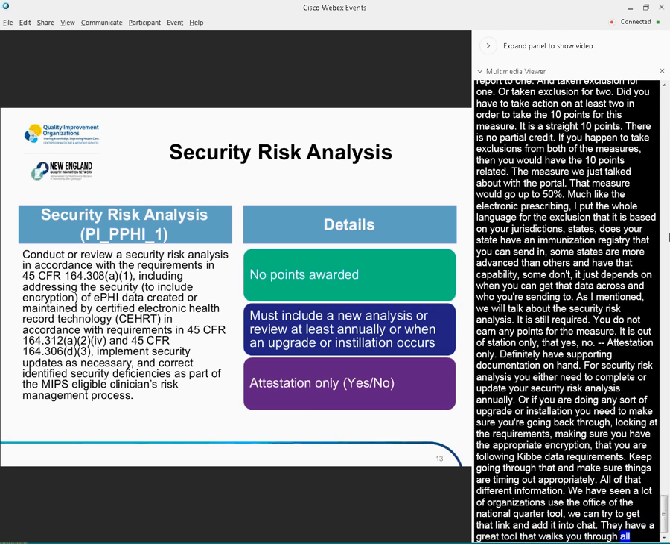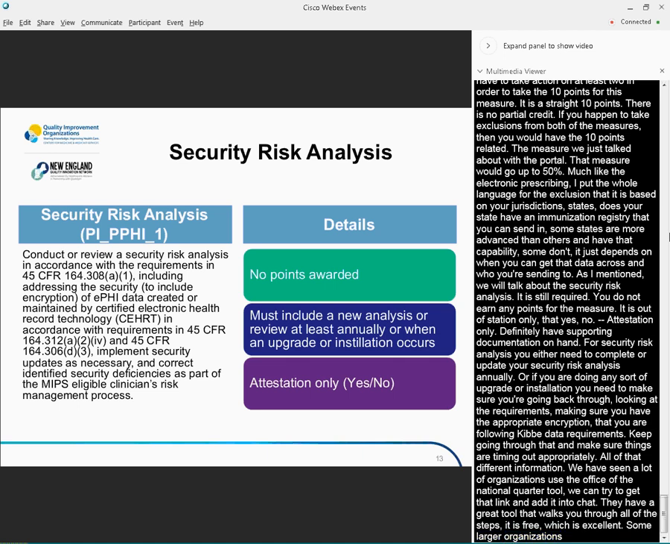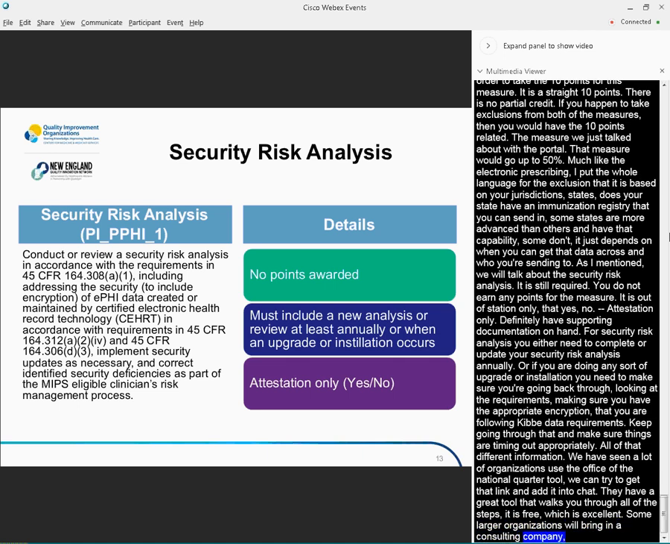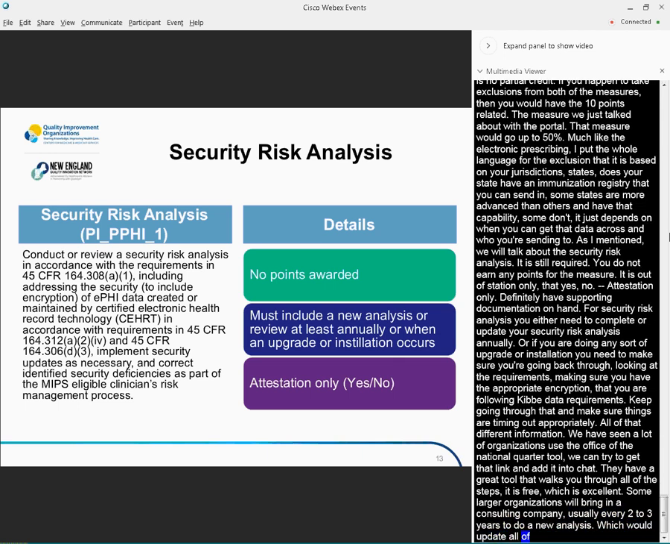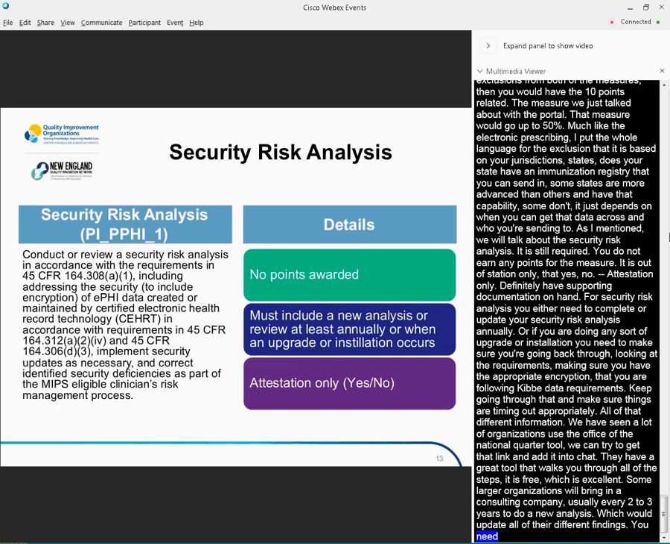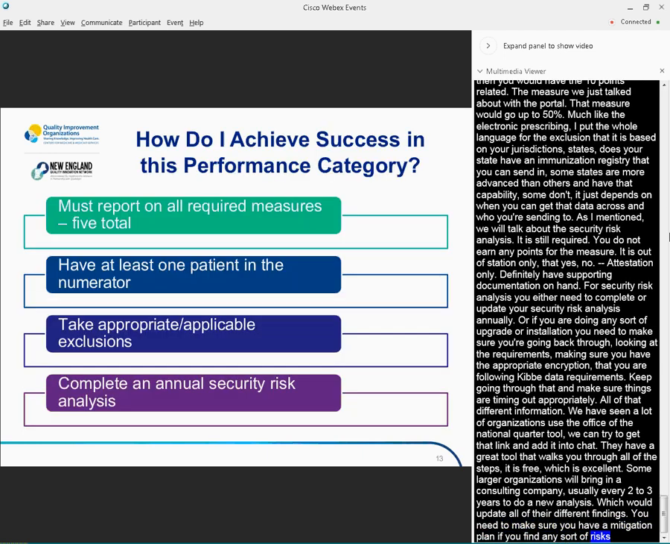Some larger organizations will bring in a consulting company, usually every 2 to 3 years or so, to do a new analysis, which would update all of their different findings. You also need to make sure you have a mitigation plan if you find any sort of risks to the security of your patient health data.